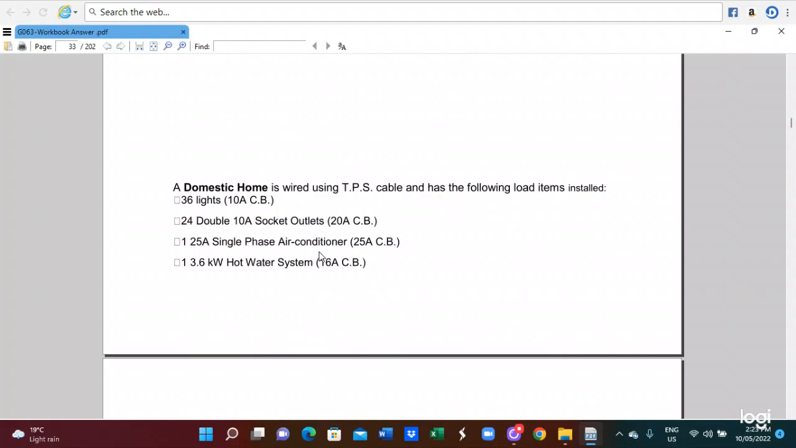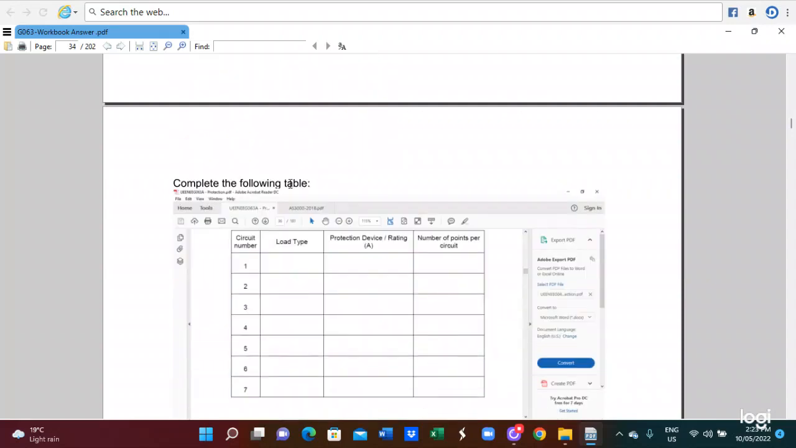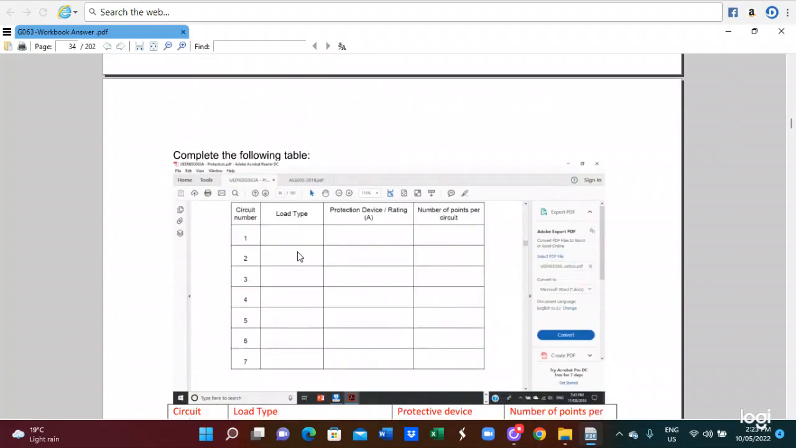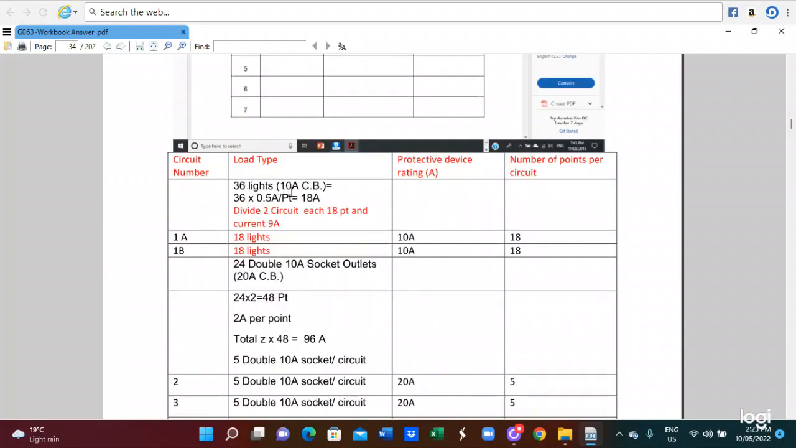In this case, a domestic home has 36 lights, 24 10-ampere socket outlets, 1 by 2 125-ampere, 1 for a 25-ampere single-phase air conditioner, and 1 for a 3.6-kilowatt hot water system. So this way we have to follow this table here. In this case, the 36 lights are on a 10-ampere circuit breaker.